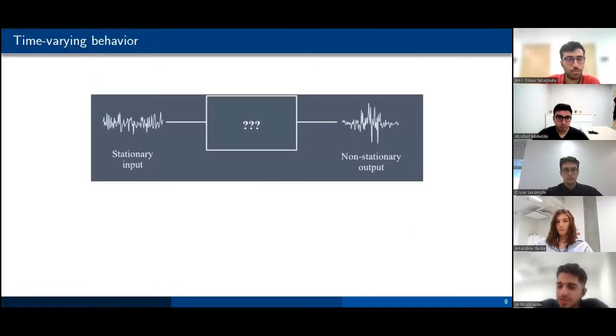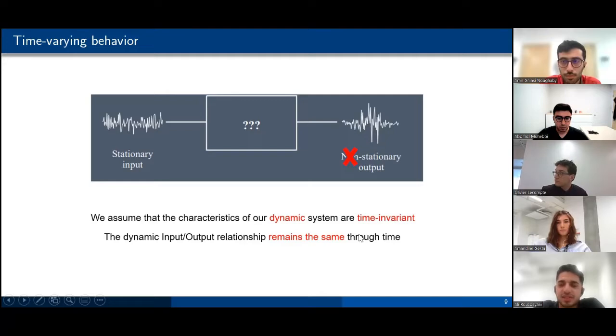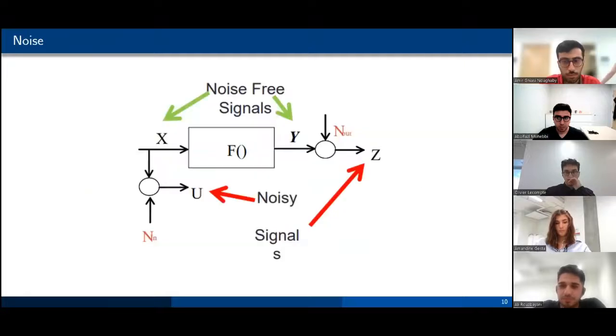Another important concept is time varying behavior, which means that the input-output relationship itself varies with time. So again, for the IRF, we assume that our systems are not time varying and they are time invariant. This means that the dynamic relationship between input and output stays the same as time goes by. This does not mean that the system is static. However, it means that this time-dependent relationship itself maintains its form throughout time.